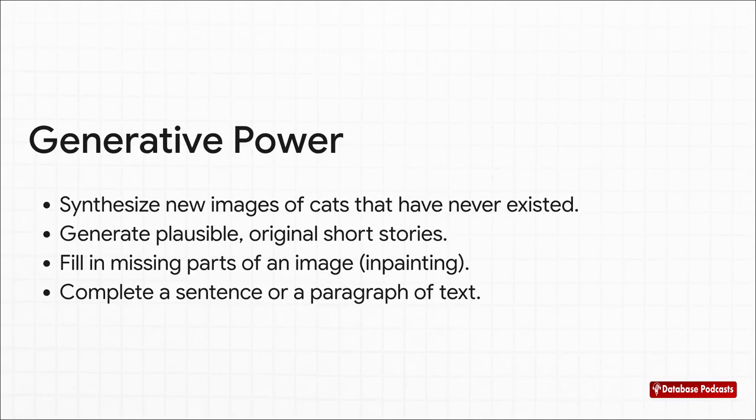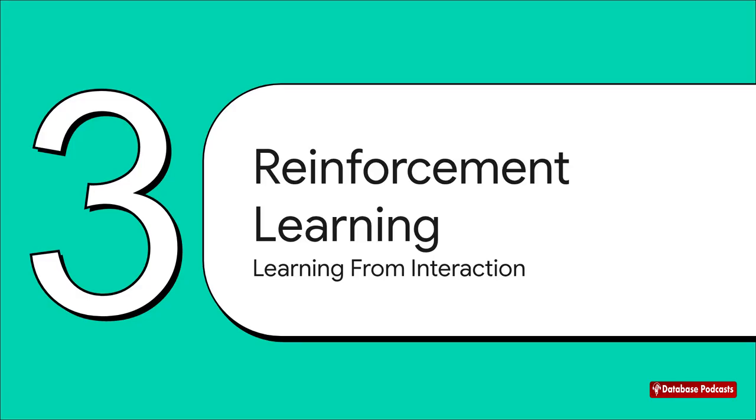It can even intelligently fill in missing parts of a photo or finish your sentence for you, because it's learned the deep statistical rules of images and language. All right, so we've seen how a machine can learn with a teacher, and how it can learn on its own. That leaves one more big idea, and this one is all about learning how to act.